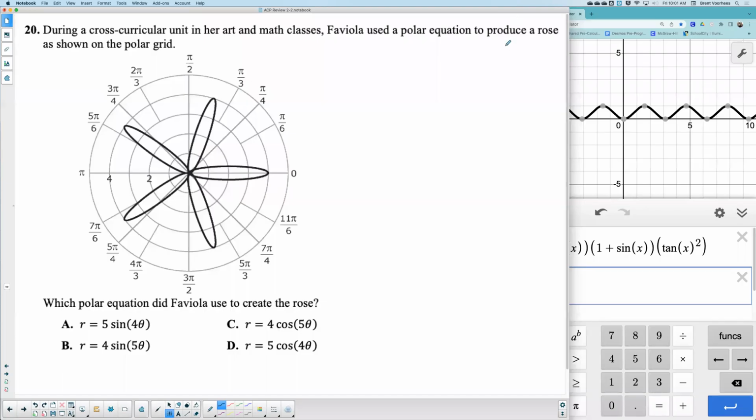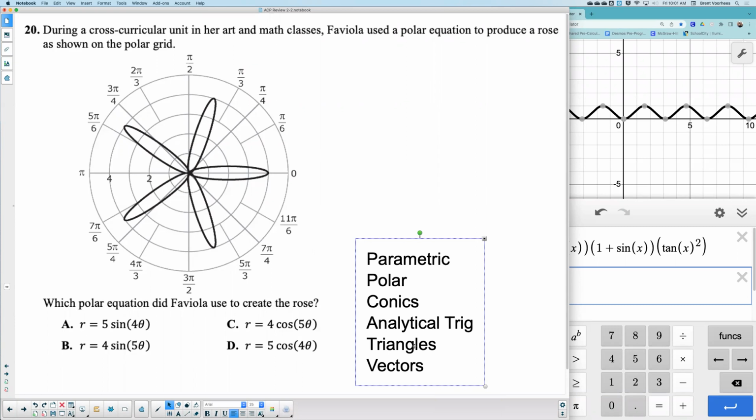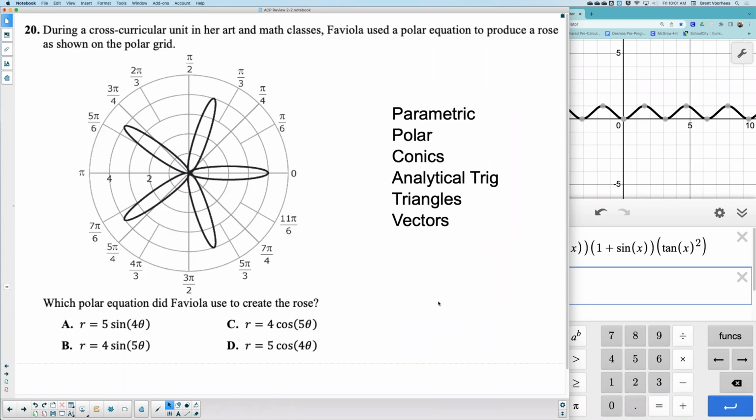Number 20, during a cross-curricular unit in our art class and math classes, Fabiola used a polar equation to produce a rose as shown in the grid. Which polar equation did Fabiola use to recreate the rose? Which type of problem do you think this is? Polar. Why do you say polar? It says it. It says polar.